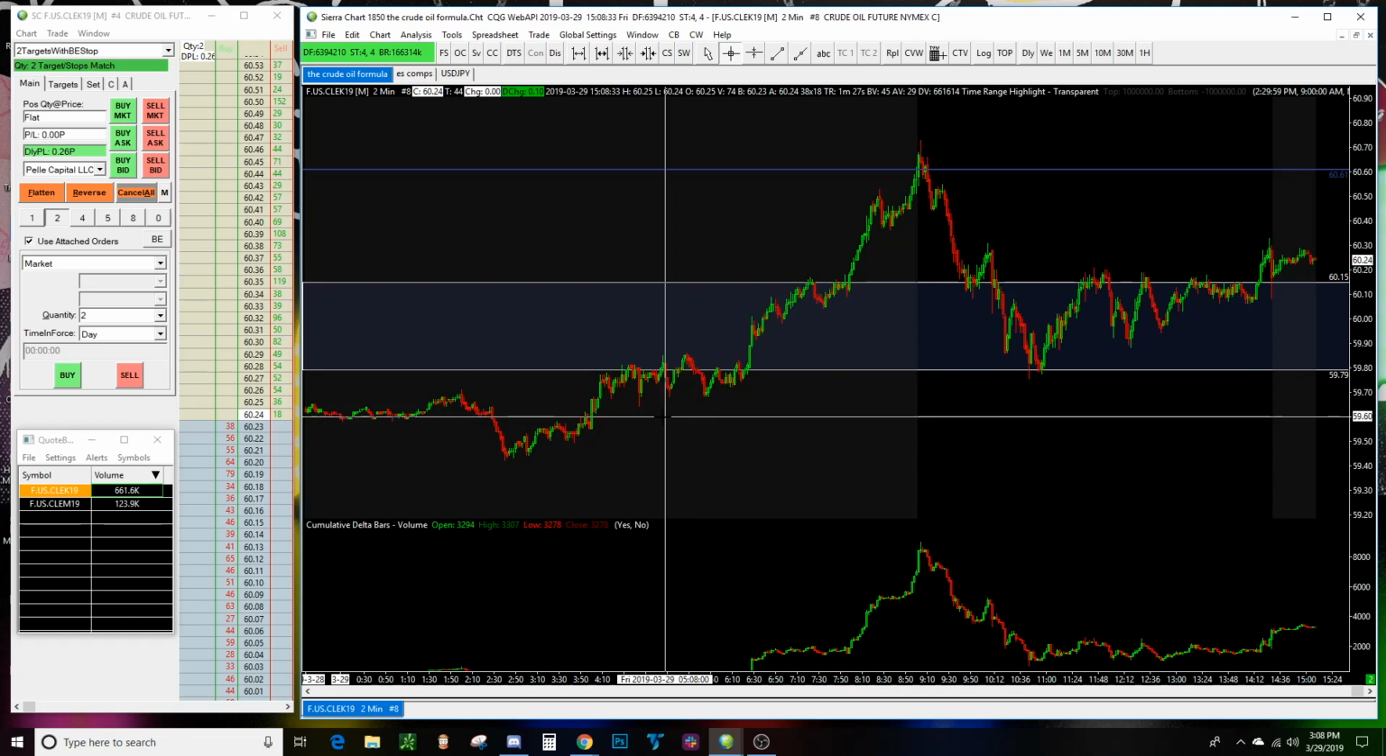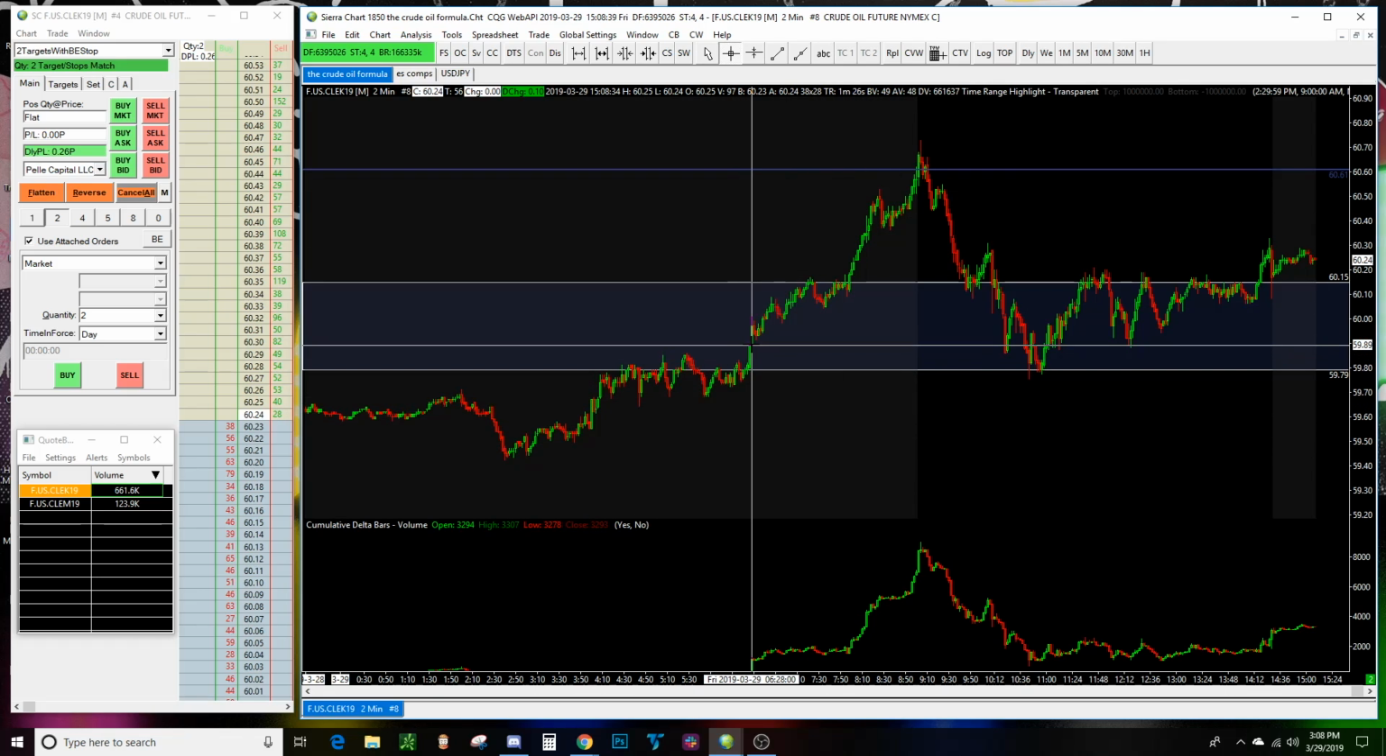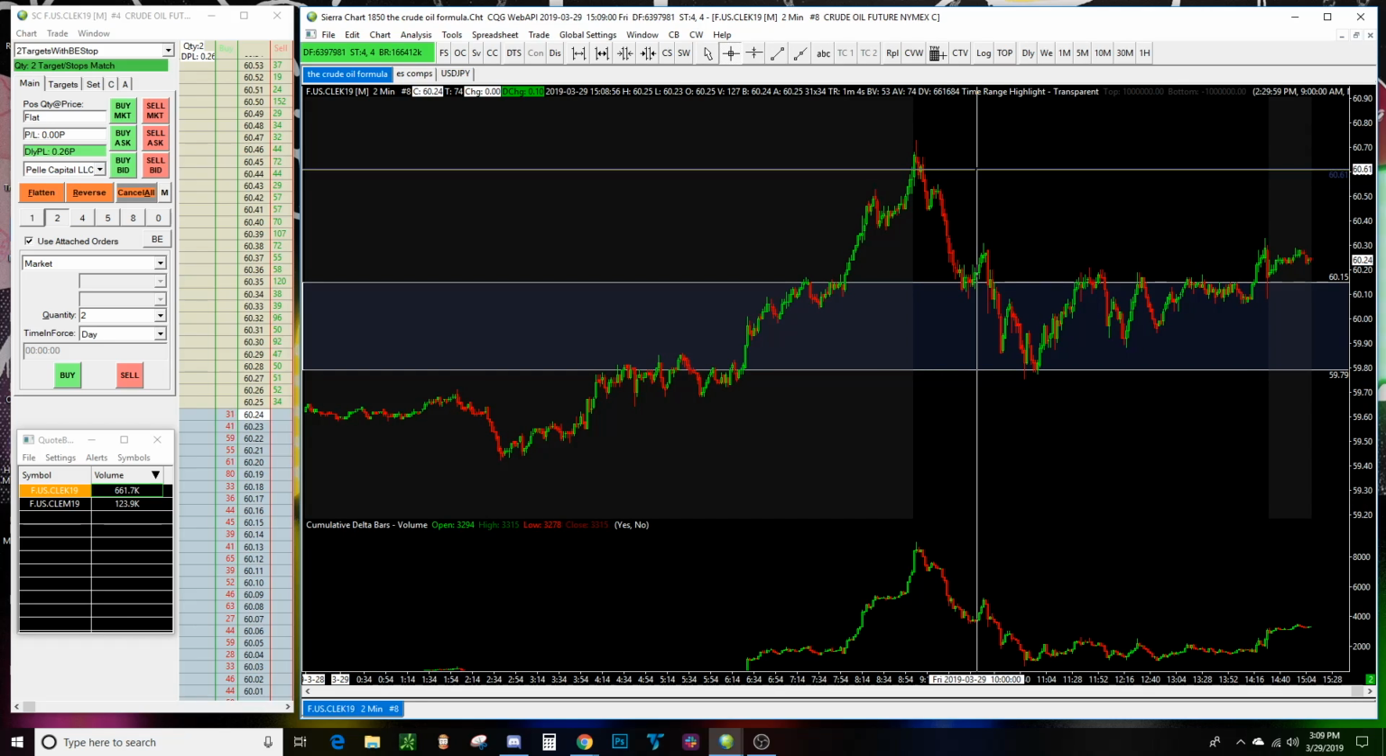So overnight, this is the overnight session over here on the left side in the shaded area. We were definitely uptrending overnight, coming into the open right here at 9 o'clock New York, Eastern Standard Time. We got up to 60.73, and this level you see marked 60.61 was a high from November 13th, 2018, a few months ago.